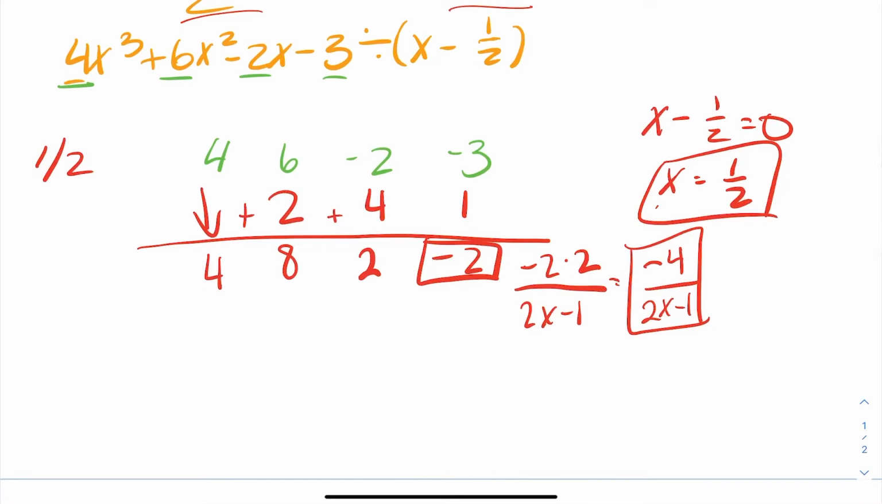Then you're going to take your 4, and our original coefficient was 3, so you're going to take it down one and make it 2. So 4x squared plus 8x plus 2, and then minus, or you could say plus, negative 4 over 2x minus 1, and that is your final answer.